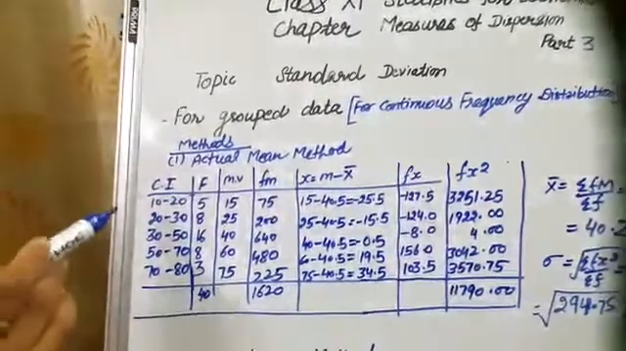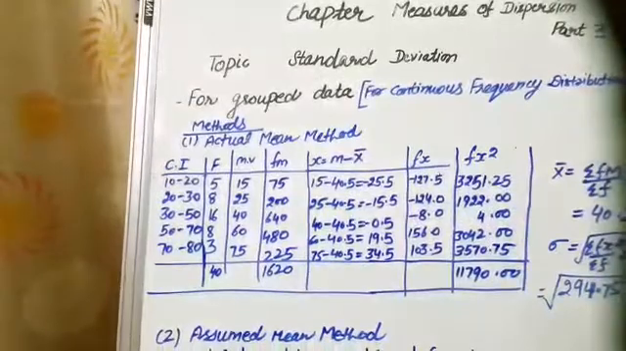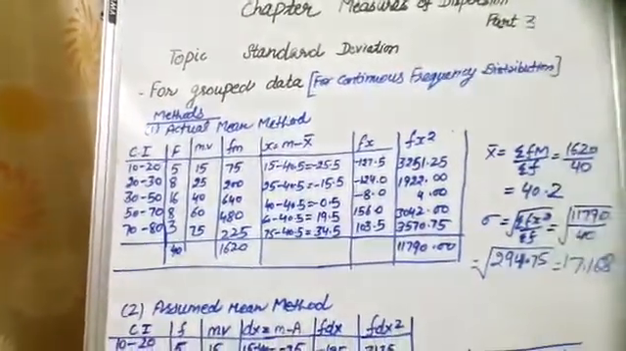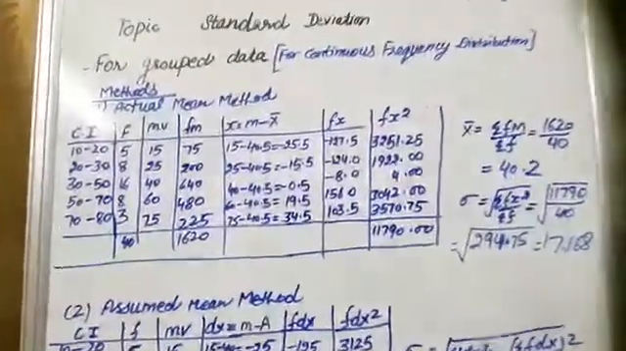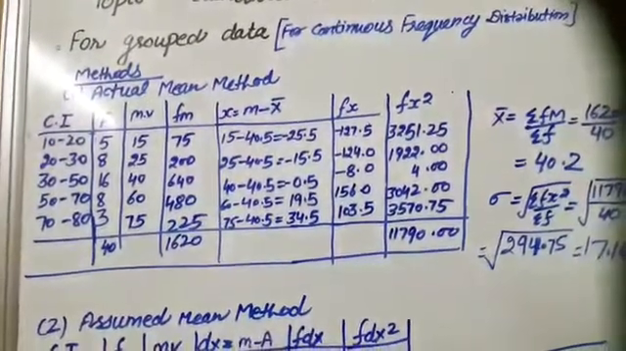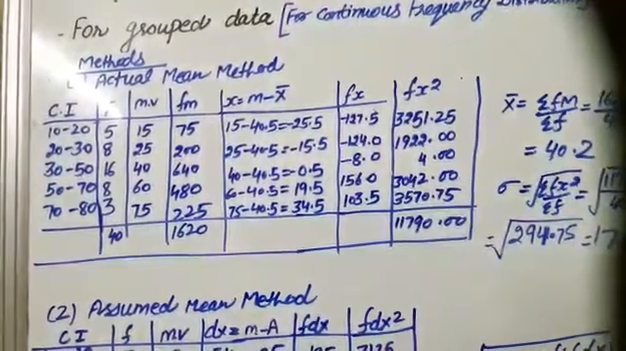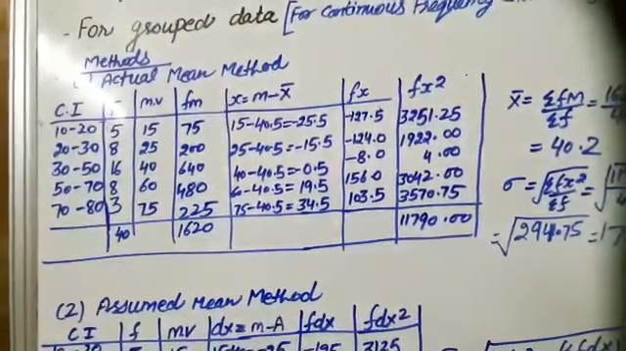Here is a continuous series. Class intervals are given as 10 to 20, 20 to 30, 30 to 50, 50 to 70, 70 to 80. Frequency is given as 5, 8, 16, 8, 3. We will calculate mid value first. 10 plus 20, 30 divided by 2 is equal to 15, then 25, 40, 60, 75.